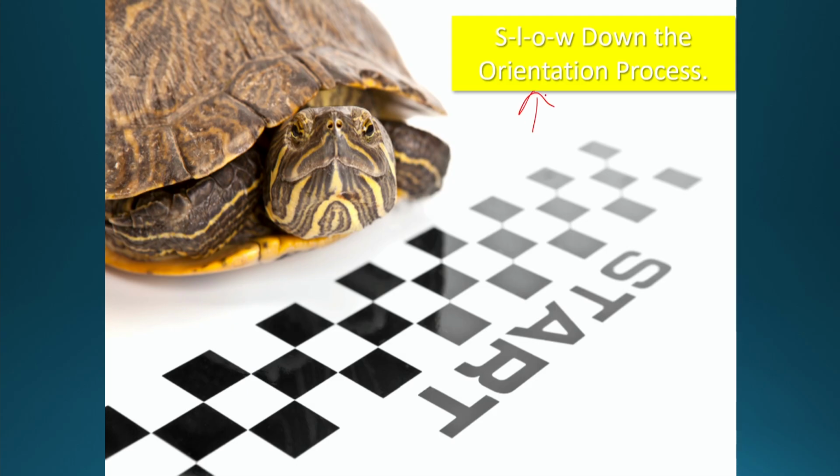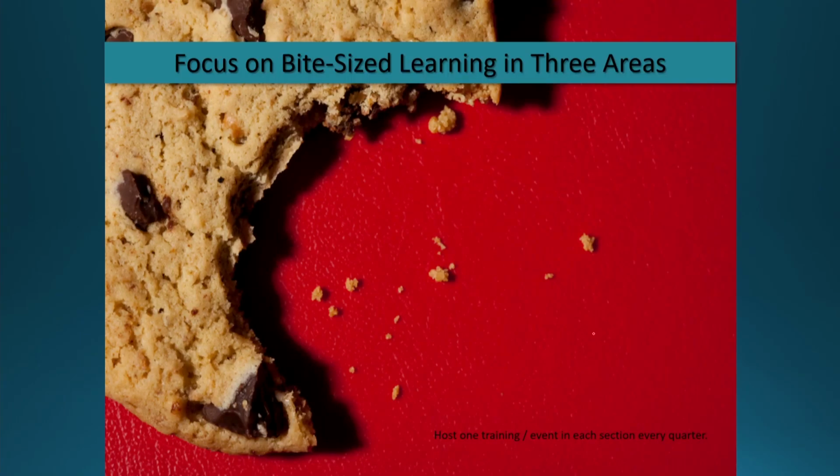Rule number 2 says slow down the orientation process. Do not rush to have a 1-day or 3-day orientation program. Rather, take a good time of 2 or 3 weeks, where the new individuals who have joined the organization get into the system and get oriented.